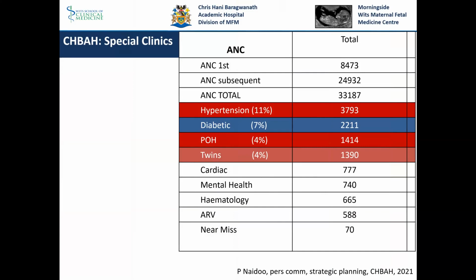Looking at our own antenatal clinics at Chris Hani Baragwanath Hospital, I highlighted these in red and blue: 11% of the patients that present to our antenatal clinic are due to hypertension. Diabetes is very high, 7%, poor obstetric history about 4%, and the issue of twins mustn't be underestimated, because I will show you a slide later, it also contributes to placental disease and preeclampsia and IUGR.